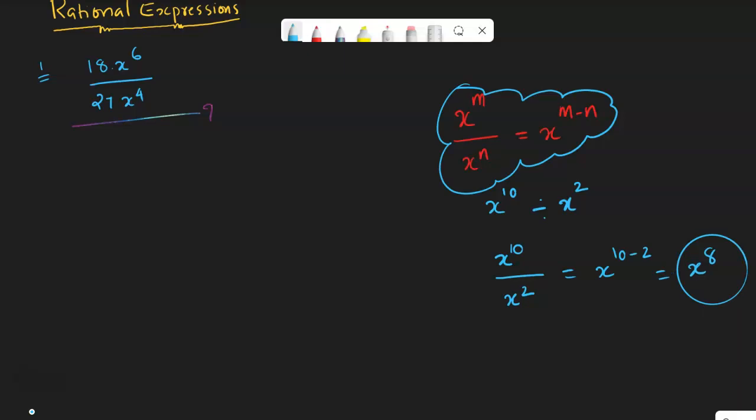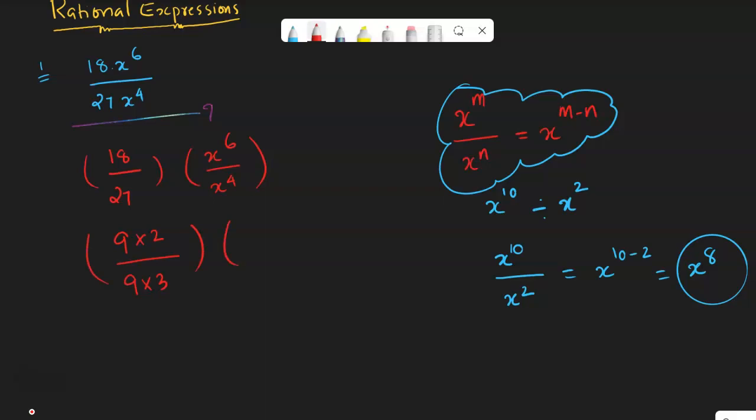Okay, so let me try this problem and see how we can solve it. If you have these kinds of problems, what you need to do first is split the number part together and the variable parts together. So 18 divided by 27, the number part. Then the variable part is x to the power 6 over x to the power 4. Now, this is a fraction. You know how to simplify fractions by taking the highest common factor out and cancelling it. So for your understanding, I'm splitting the numerator in terms of 9. 9 times 2 is 18 and 27 is 9 times 3.